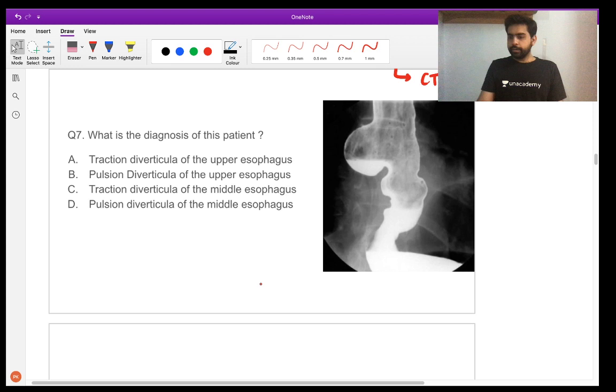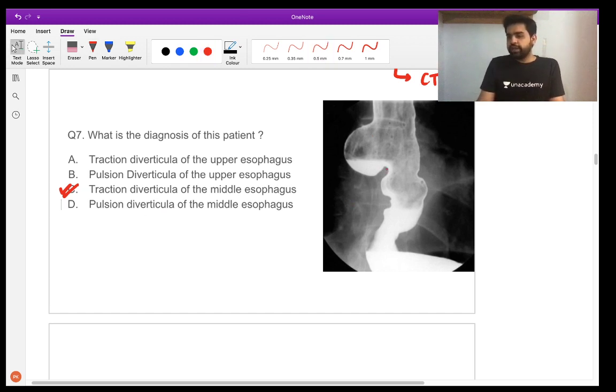Right. So Danish is saying it's D, Ekta is saying it is C. Okay, anybody else has any opinion on this? Okay, well, yes, Ekta, you are absolutely correct. The answer is in fact C. So it is a traction diverticula of the middle esophagus. Now I understand nothing has been given to call it a traction diverticula. But understand what happens. Every middle esophageal diverticula is in fact a traction diverticula. By the image, you can appreciate that it is a middle esophageal diverticula. So guys, please don't get confused. It is not a pulsion diverticula. It is a traction diverticula.